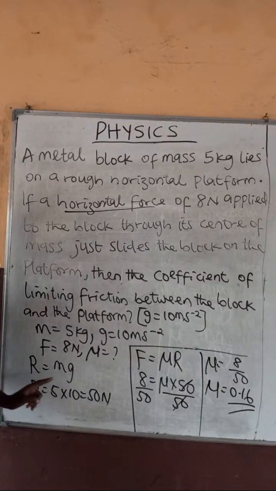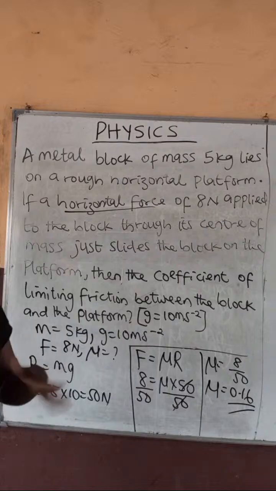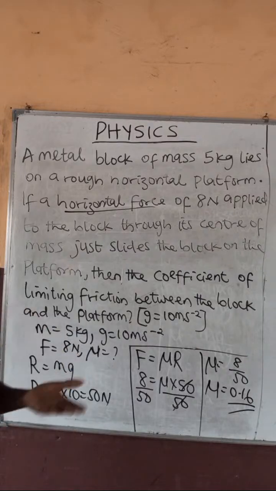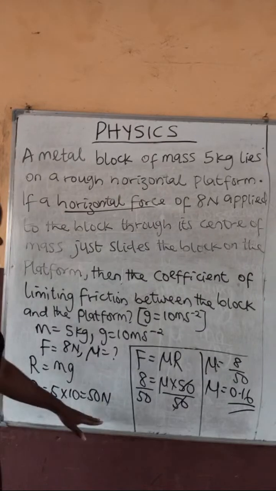But whereby your reaction force is given already, you don't need to subtract. But if it is not given and you're given the mass of the object, you need to multiply it to get what? The reaction. Do you understand? Okay, so my reaction is 50 newtons.